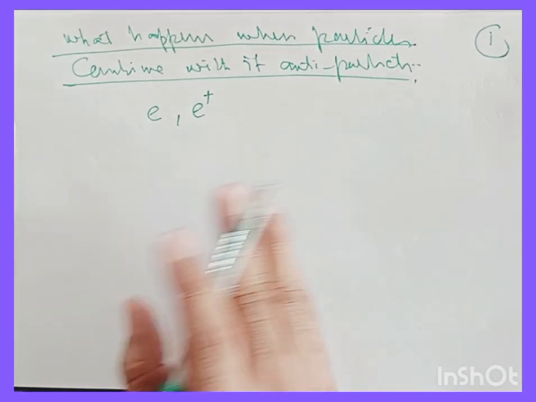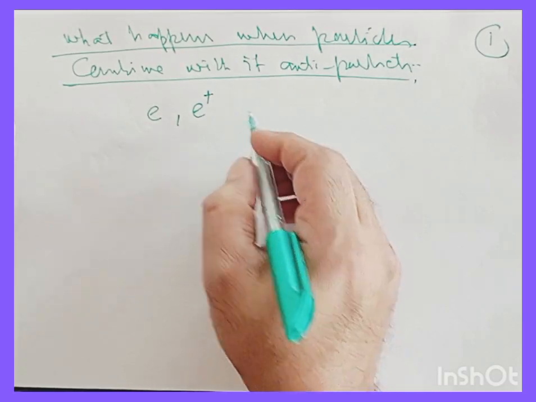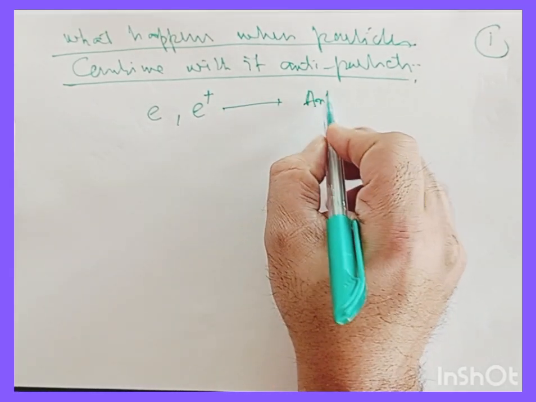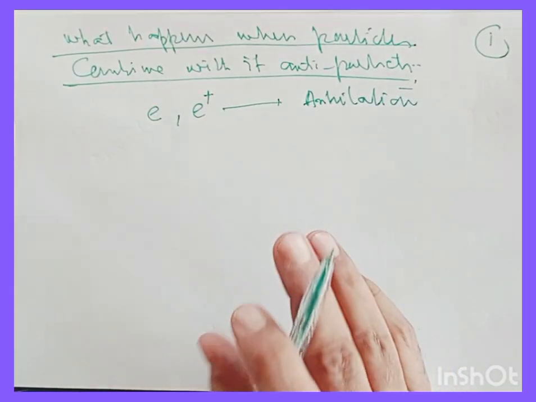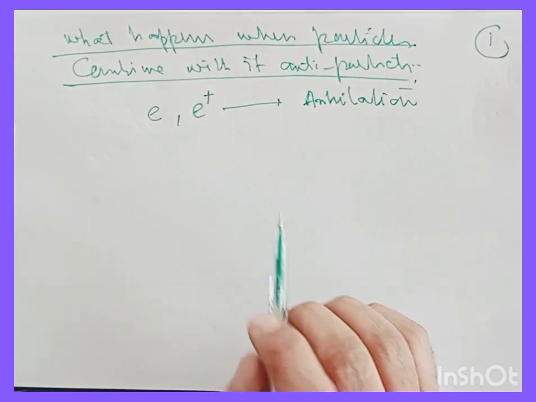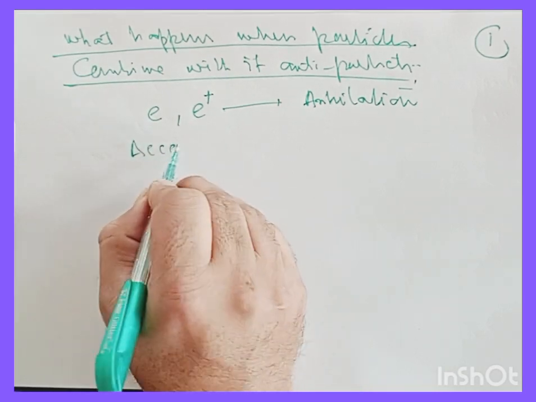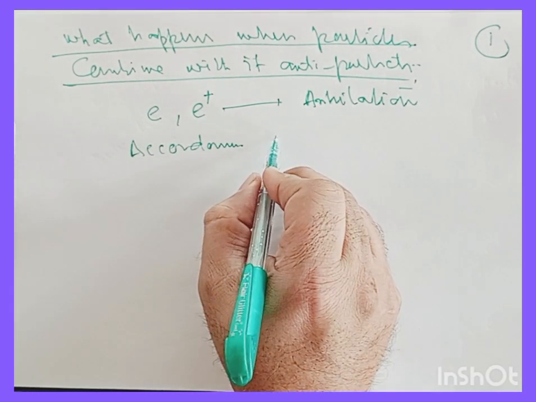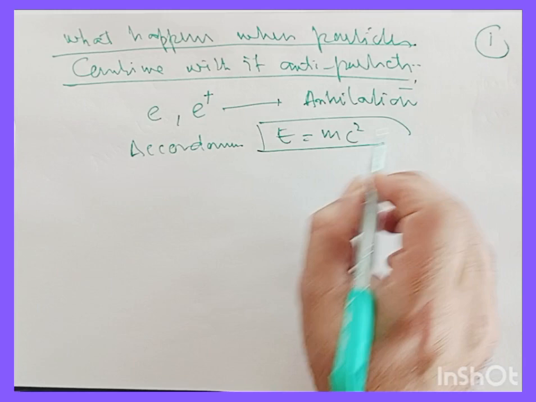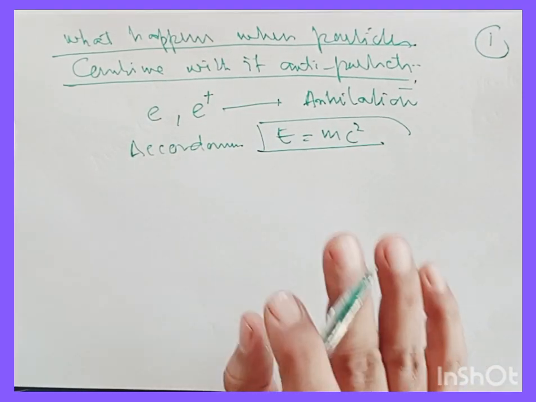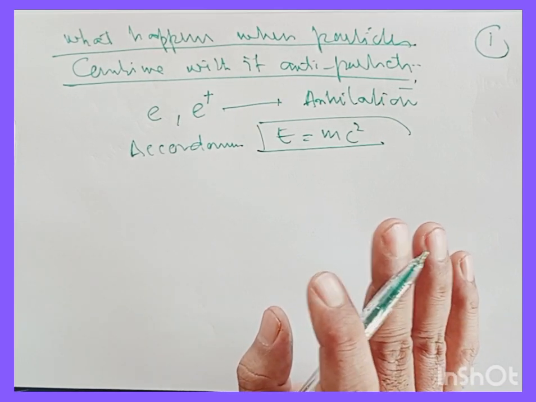When the two combine, they give birth to radiation, they give birth to photons, and this phenomenon is called annihilation. It results in the production of an equivalent amount of energy in accordance with E is equal to mc square, Einstein's mass-energy relationship. The energy is liberated in the form of two or more photons. So how does the process take place?